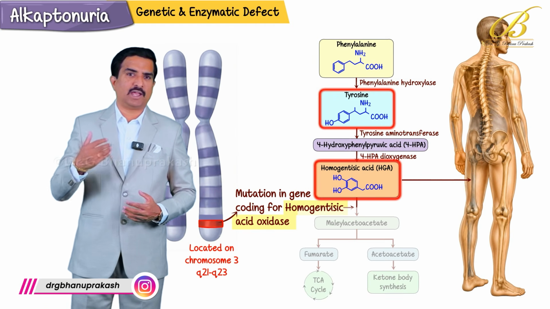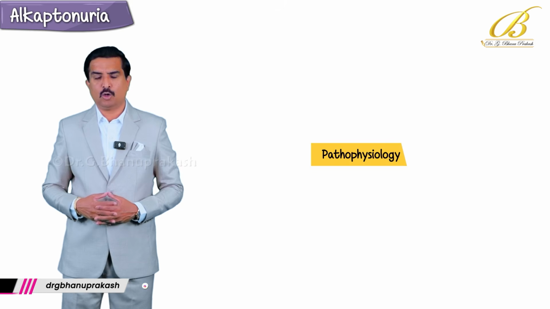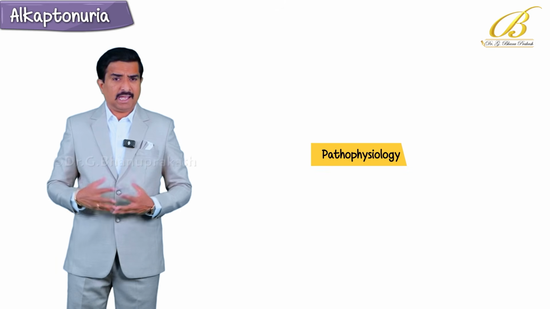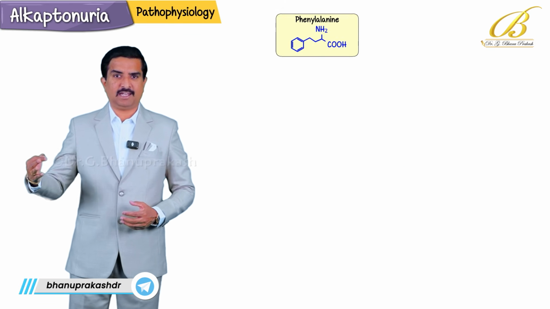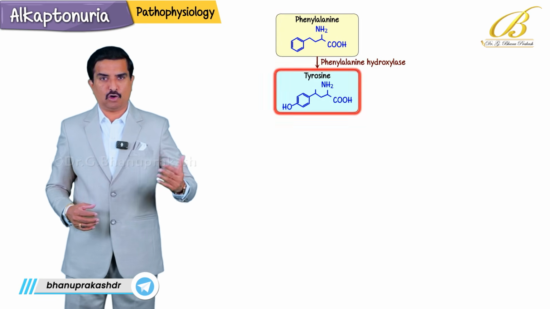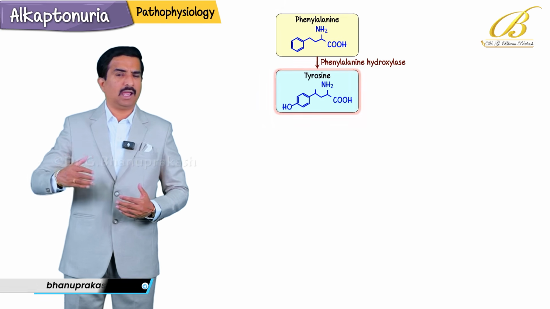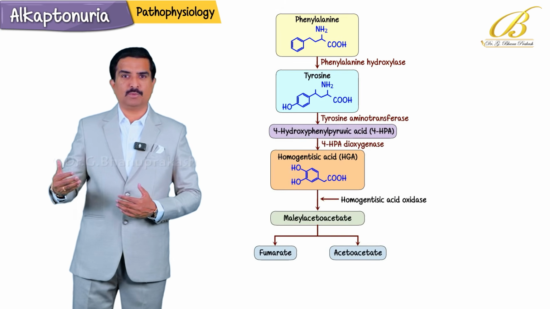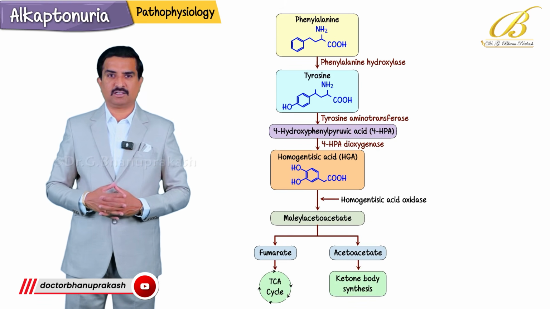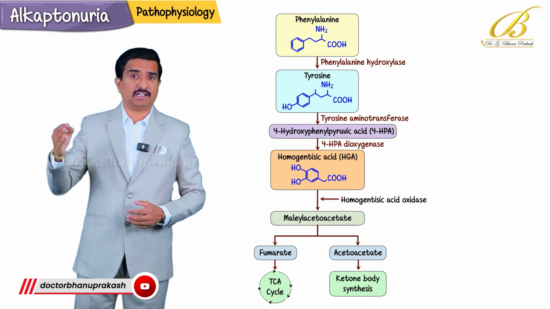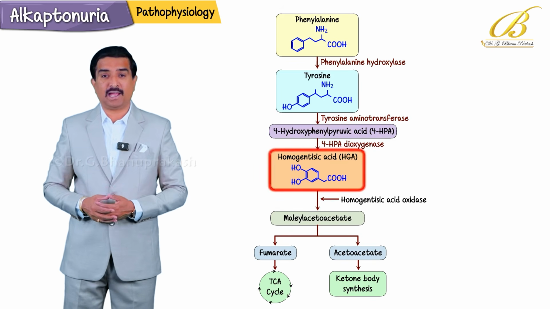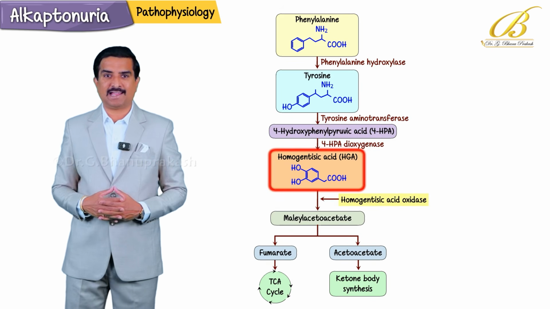So therefore, let's now explore the pathophysiology, meaning what happens biochemically. Let's trace the metabolic pathway first. In this pathway, phenylalanine is first converted into tyrosine. Tyrosine is then metabolized through a multi-step process into fumarate and acetoacetate, which can enter the TCA cycle and ketone body synthesis respectively. But in the middle of this process, homogentisic acid is formed and is normally broken down by an enzyme called homogentisic acid oxidase.